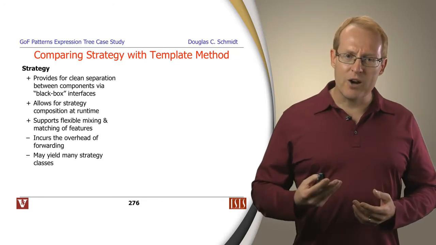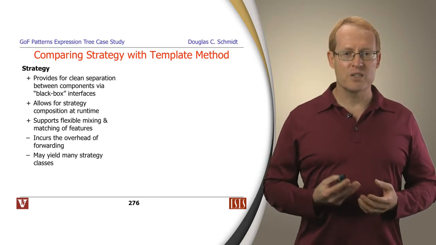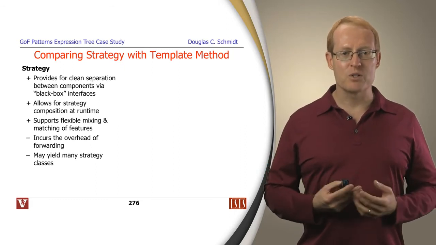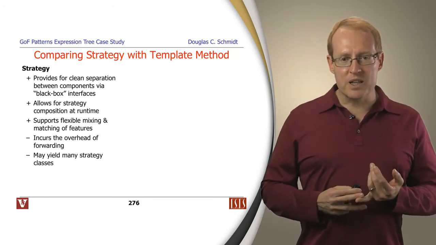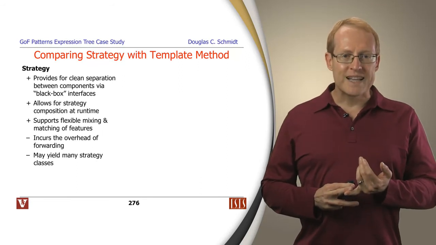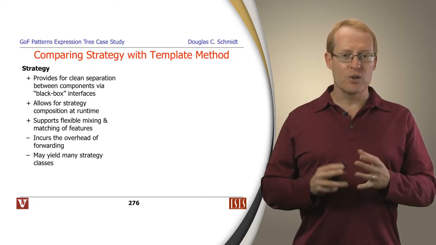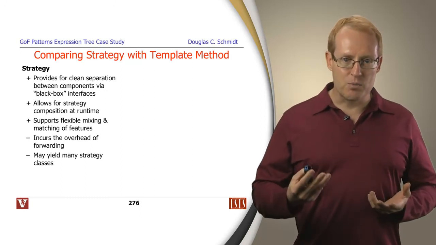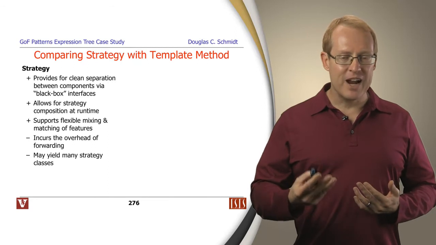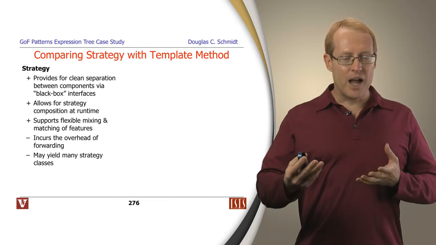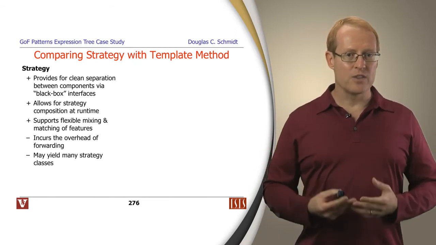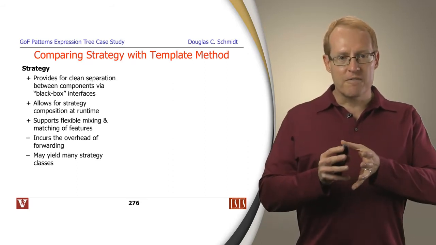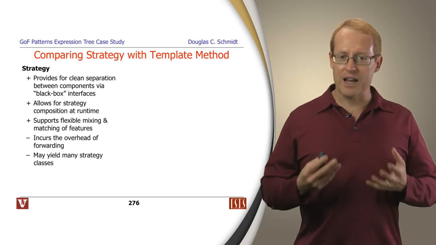Let's take a minute to compare and contrast strategy with template method, because they're basically alternative patterns from a pattern language point of view or a pattern sequence point of view. Strategy typically can be used to provide a more clean black box separation. You don't have to know as much about the innards, you just have to know its interface. And it also, when used properly with dynamic binding and inheritance, can be used to allow objects and strategies to be modified on the fly, which is often more flexible. You can also mix and match features in a very fine-grained, composable way without a lot of overhead.